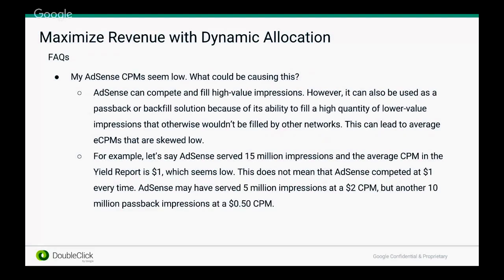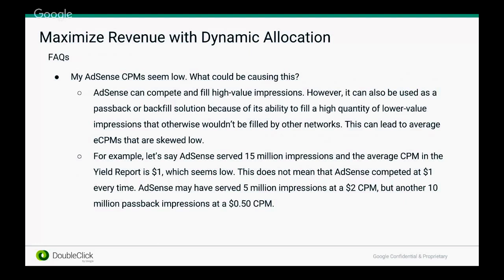All right. This is probably one of the most common questions that we get: my AdSense CPM seems low. What could be causing this? We've heard this over and over again, but I really wanted to highlight that AdSense can compete and fill high value impressions. However, many times it's also used as a pass back or a backfill solution. The reason for that is we have the ability to fill a really high quantity of impressions, but probably not at the higher value. So we can fill any impression that you can give us, but it may not be at the highest value if it's coming through as a pass back.